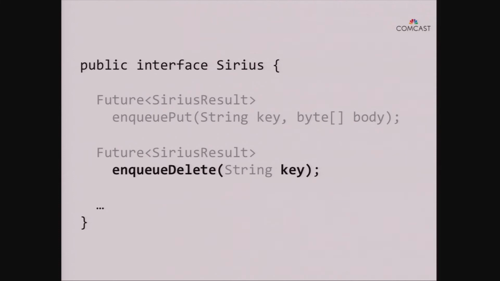And then similarly, you can enqueue a delete, which says, I no longer want any data associated with this key. So that's all it is. It's a key value interface, but it's very general, and that's all there is to it.